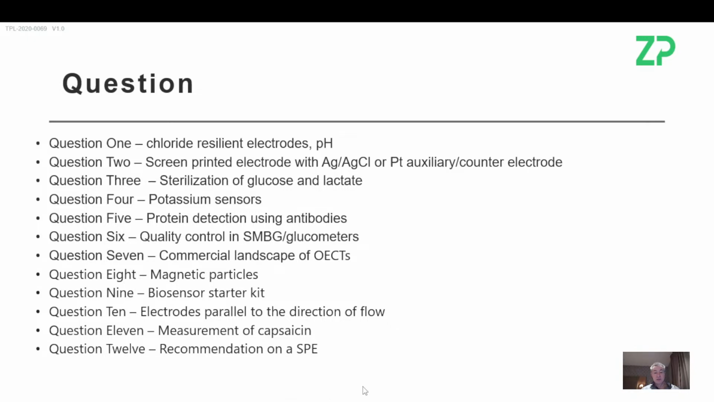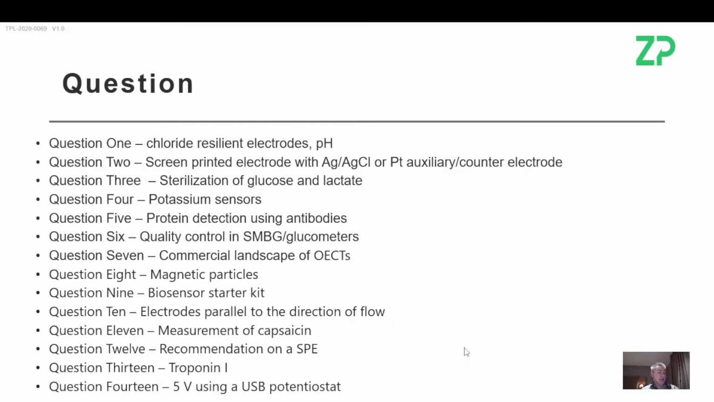Recommendation on screen printed electrodes. Also, this is kind of linked to question number 9. Question number 9 also involves troponin I, and question number 13 also involves troponin I as well. It's probably worth saying now that troponin I is an assay or a method that we only do with larger clients, if I can say. And question number 14 was about whether a USB potentiostat can apply 5 volts, and I will answer that.